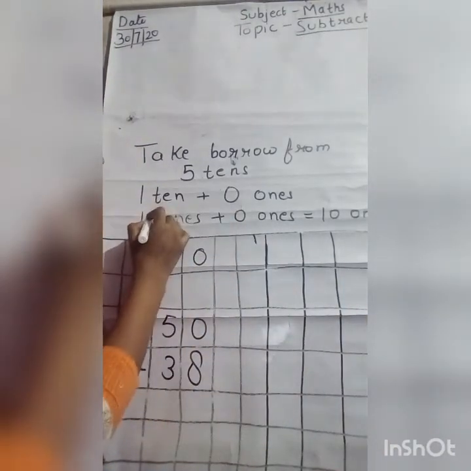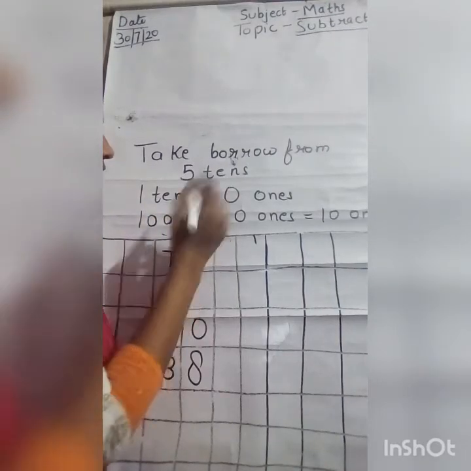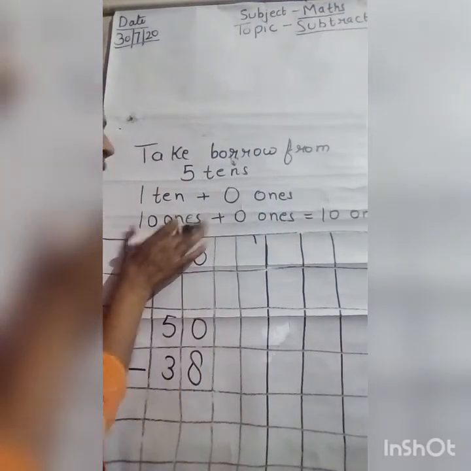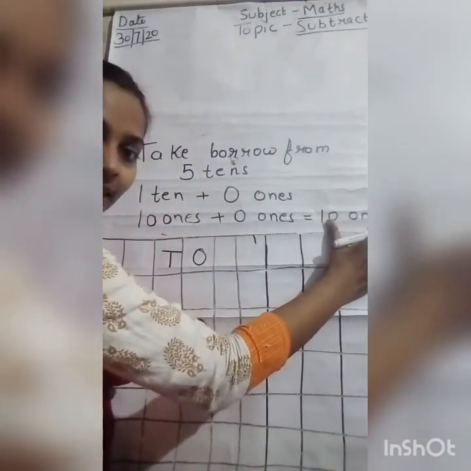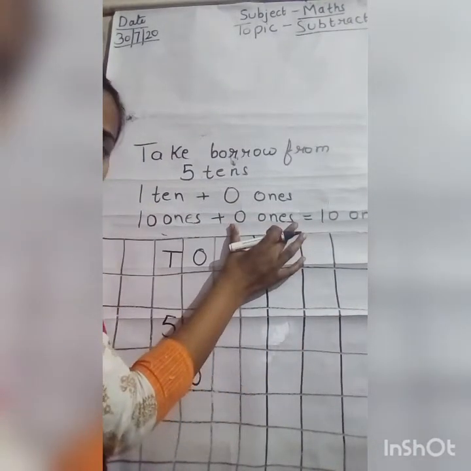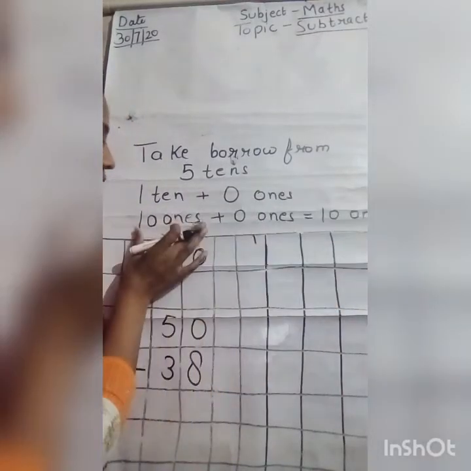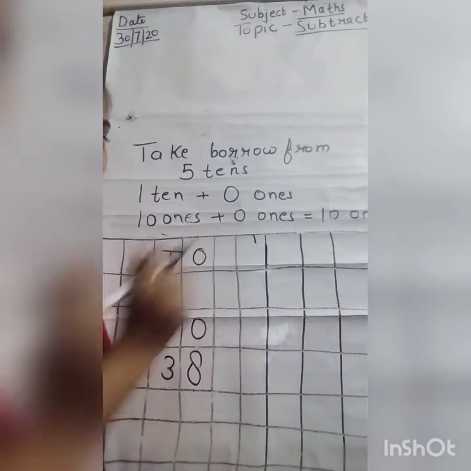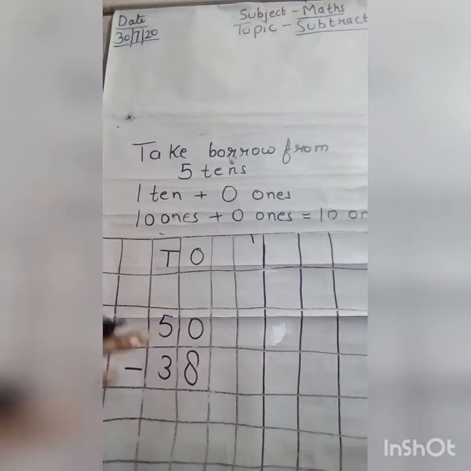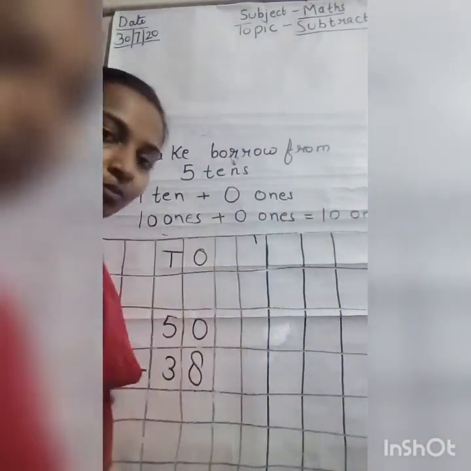Children, you have already studied that if we add 0 to any number, the result we get is the number itself. Here we add 0 to 10, right? So 0 is added to 10. So what's the number? The number itself. This is the property of addition. Remember? So please learn all the properties of addition and subtraction.